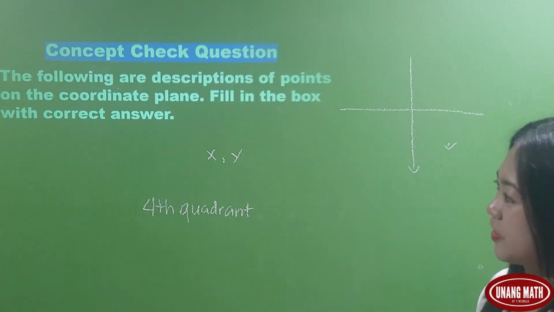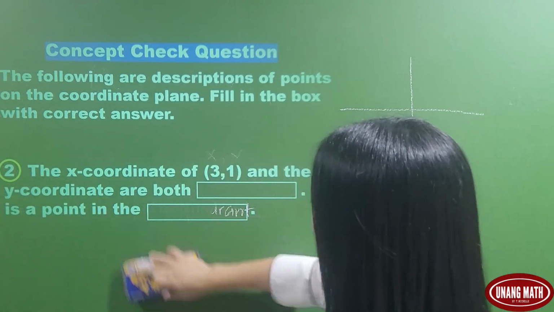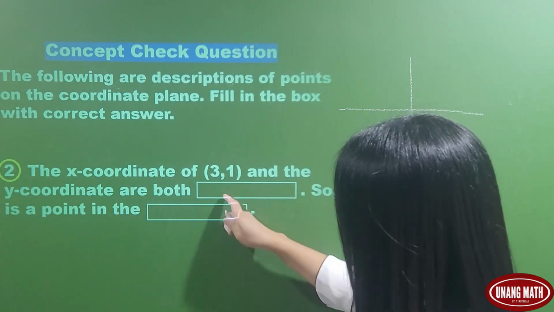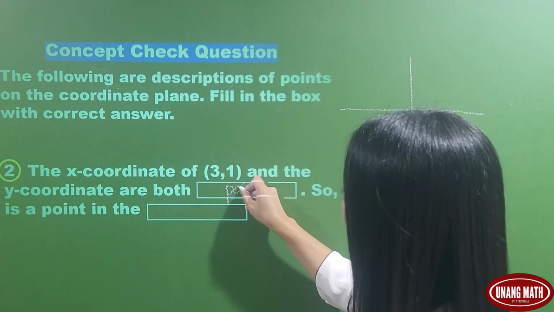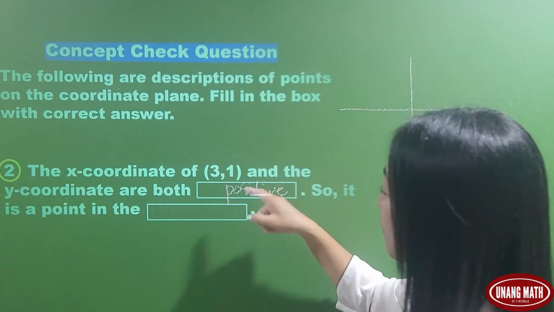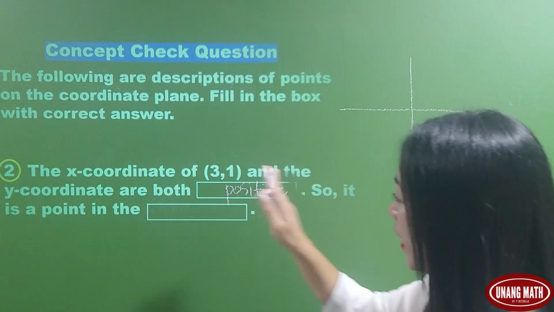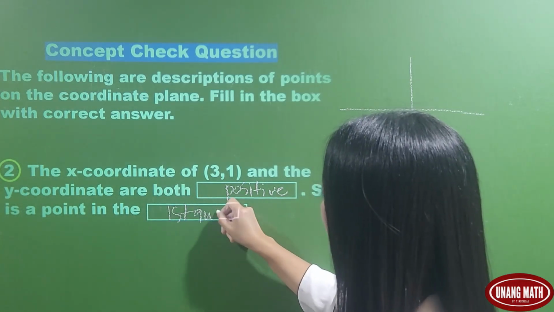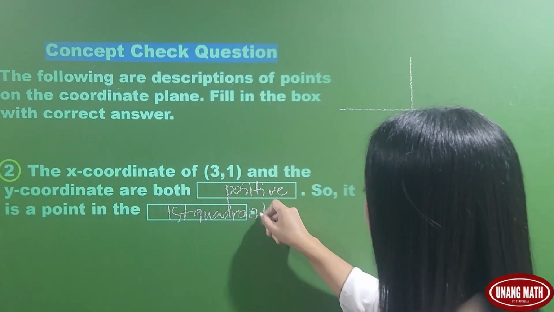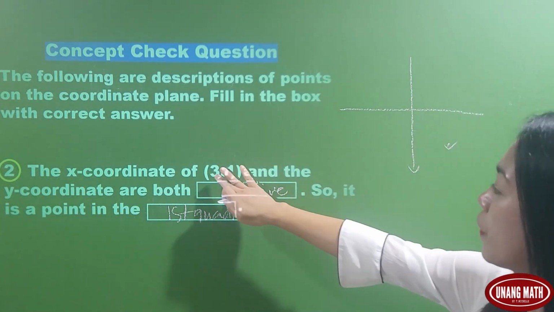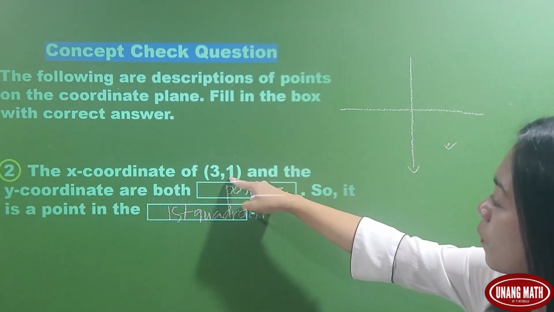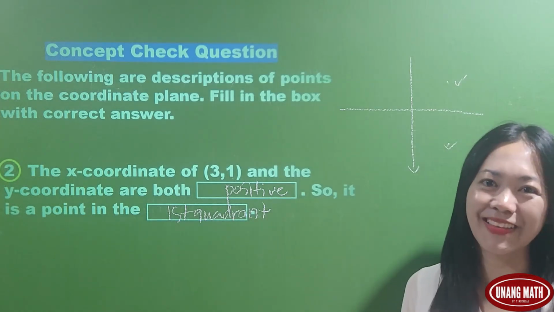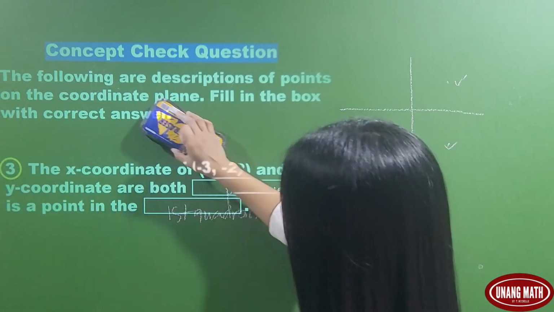Okay, what about question number 2? The x-coordinate of (3, 1) and the y-coordinate are both positive. So we have a positive x-coordinate and a positive y-coordinate, so it is a point in the first quadrant. If we show it in our coordinate plane, x is positive 3 and y is positive 1, so it's in the first quadrant.